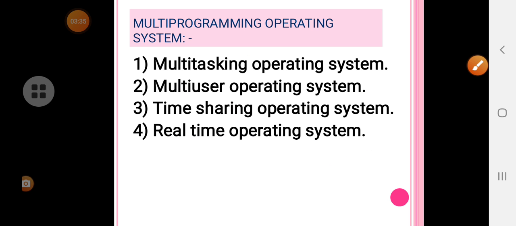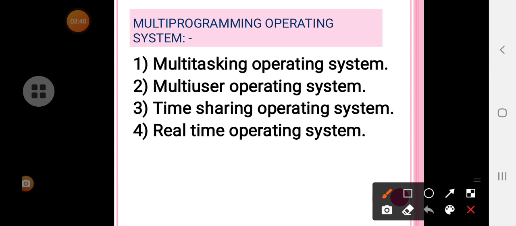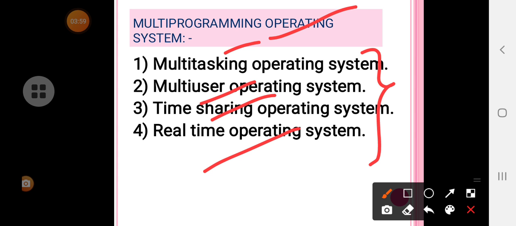Let me discuss today's class concepts. In today's class I am going to discuss the types of operating system, that is multi-programming operating system. In multi-programming operating systems there are four kinds: multitasking, multi-user operating system, time sharing operating system, and real-time operating system. These operating systems come under multi-programming operating systems.